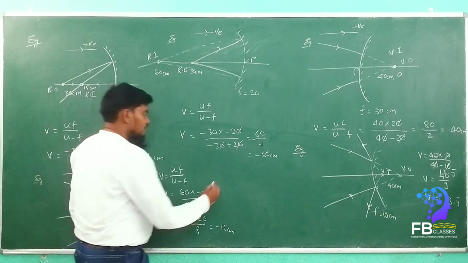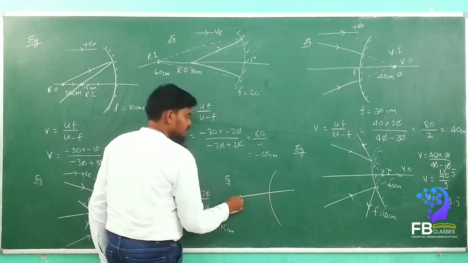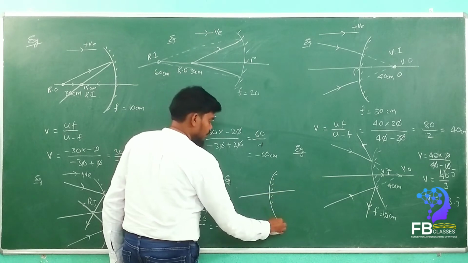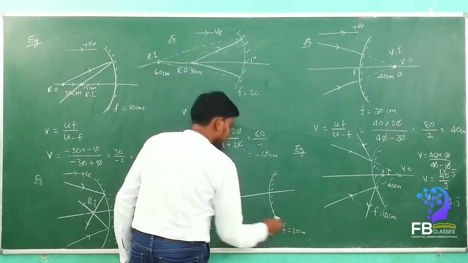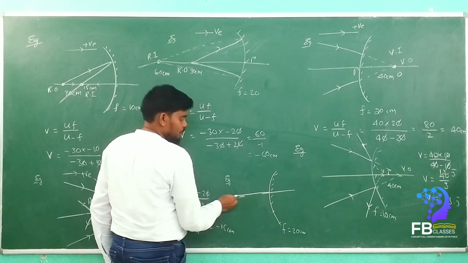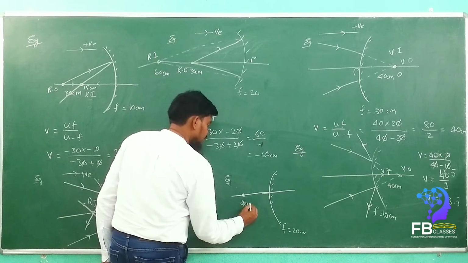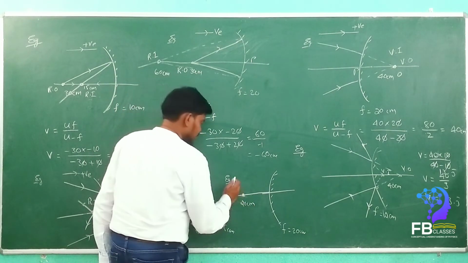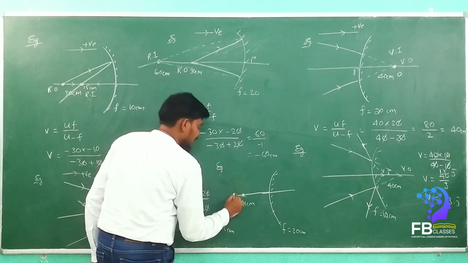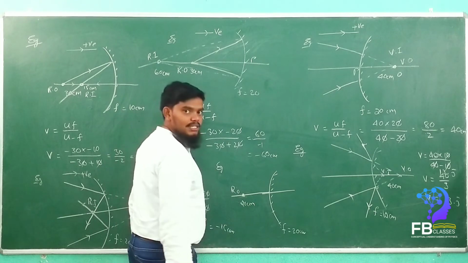Got it? For example, let's take another example, a convex mirror. For this convex mirror, let F be equal to 20 centimeters and the object is also placed here, 20 centimeters. Is it a real object or a virtual object? Real object. Yes, sir. So this is a real object. See here, the light ray will go like this.